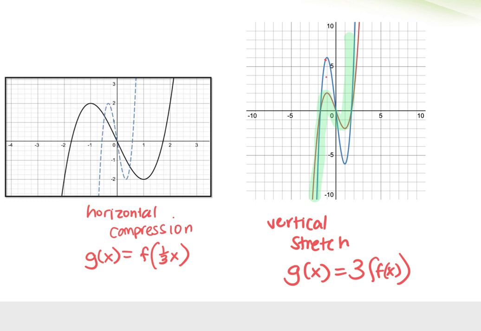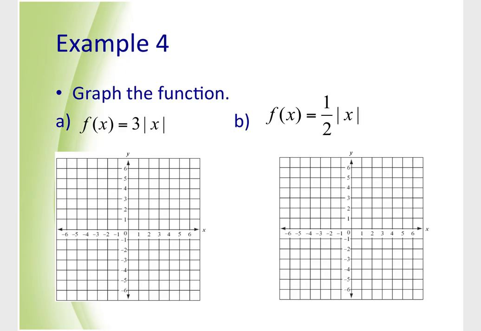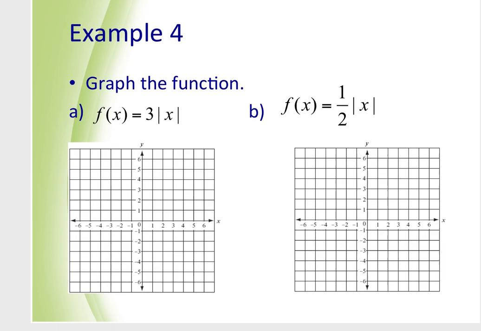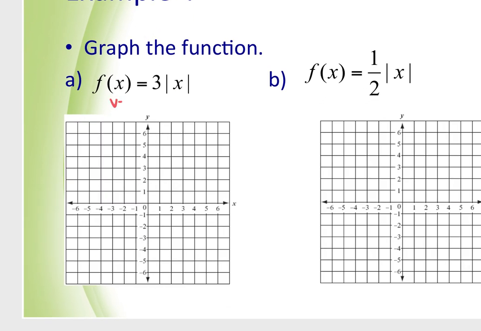Okay. All right, this kind of just puts the stretch and shrink on it, and then the next thing kind of puts it all together. So these are now absolute values. What does my parent function look like if it's an absolute value? It's a V. The 3 on the front does what? This is a vertical stretch by a factor of? Good.